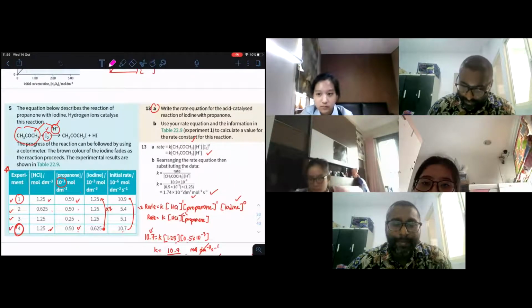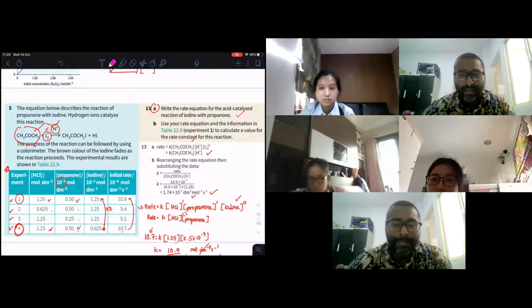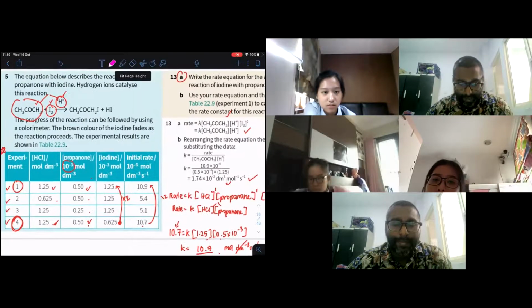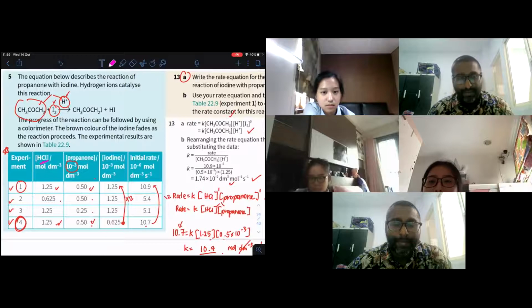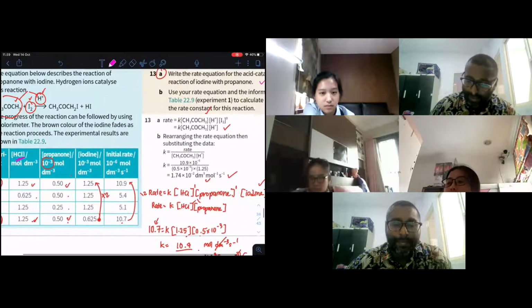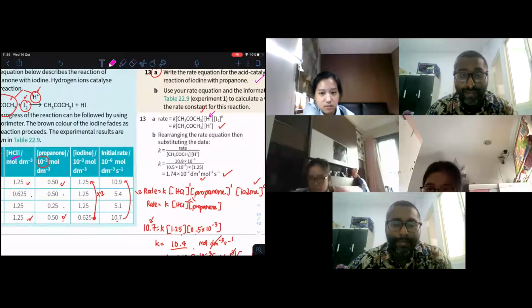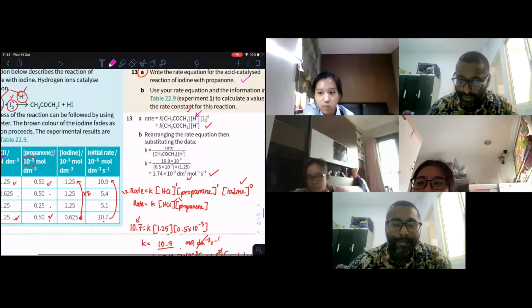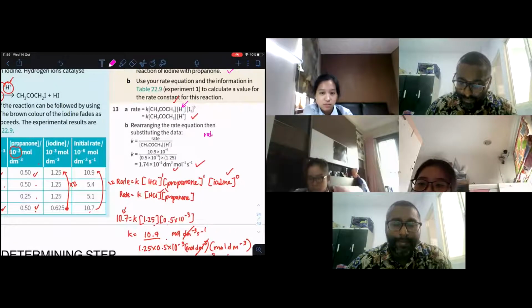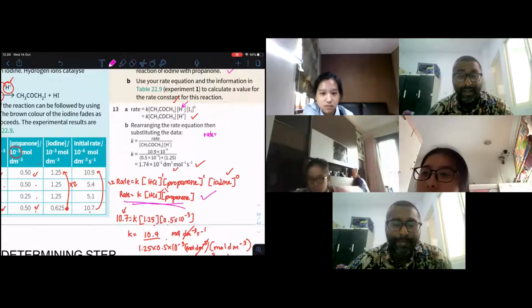Anyway, they write the rate equation. Now, in this particular question, using the experimental data, I found out that HCl has first order. That is a way to identify it, using experimental data. So when I have that, I know that the rate equals this. It means this is my rate equation. Yeah, the H plus is there.